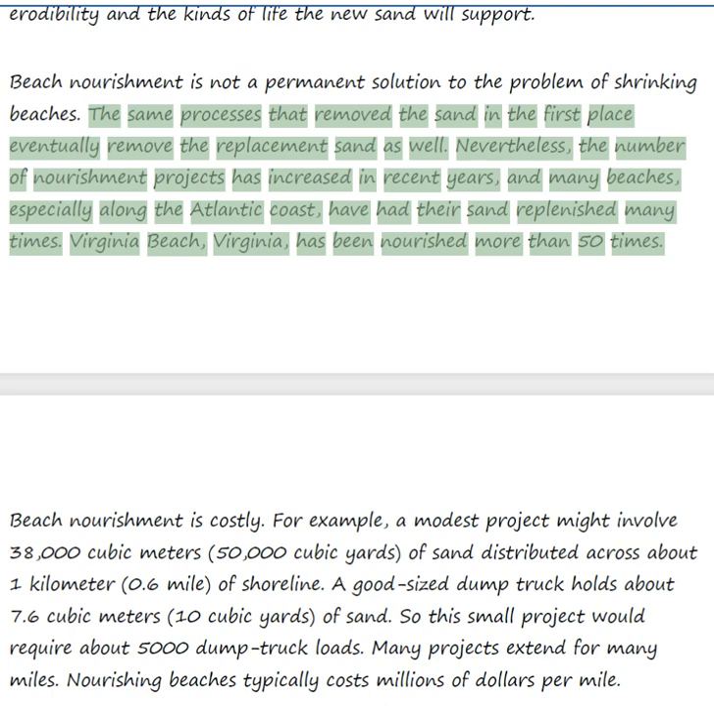Nevertheless, the number of nourishment projects has increased in recent years, and many beaches, especially along the Atlantic coast, have had their sand replenished many times. Virginia Beach, Virginia, has been nourished more than 50 times.